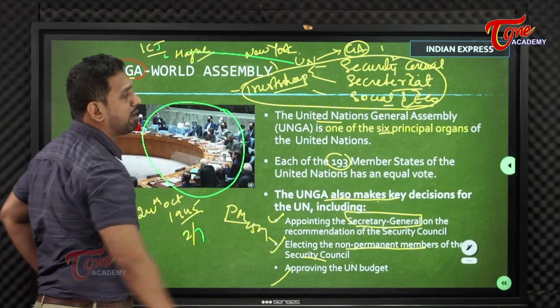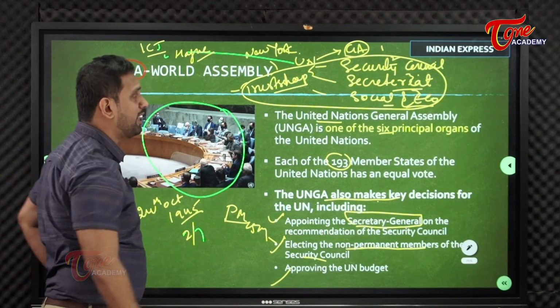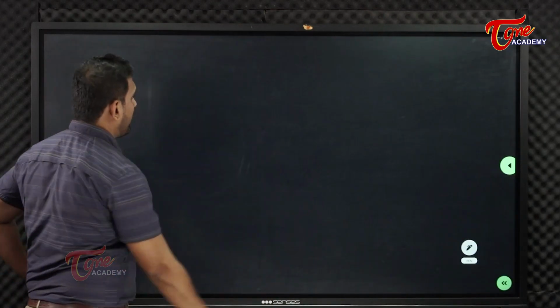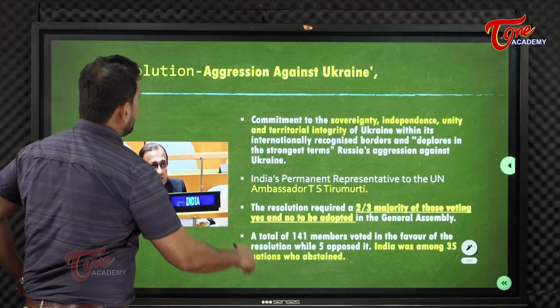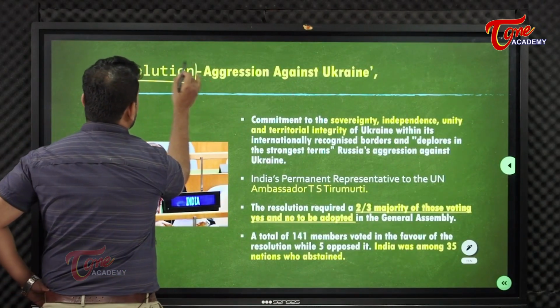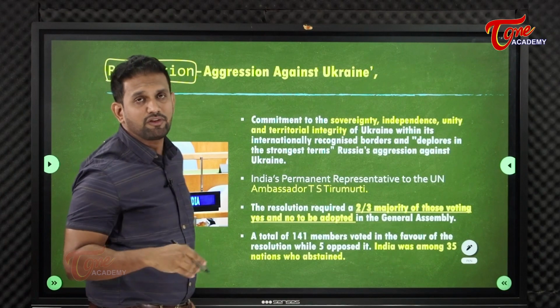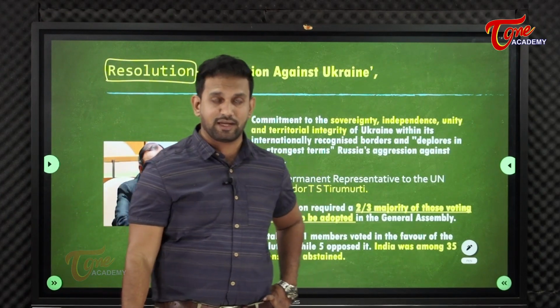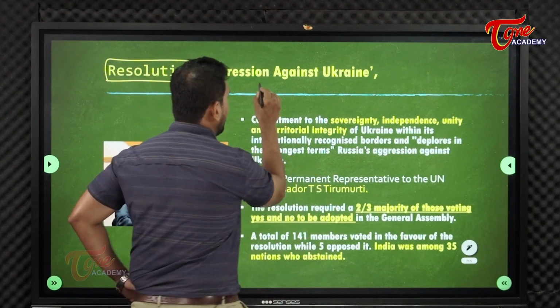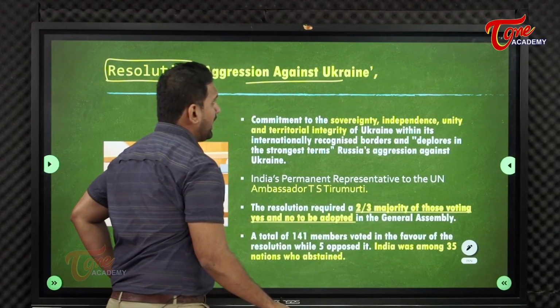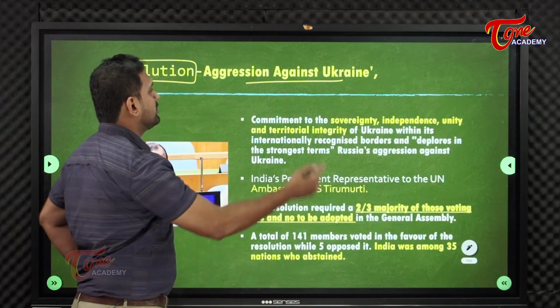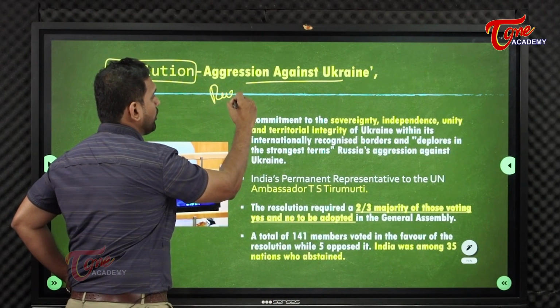This is all about the United Nations General Assembly and UN, right? Then what happened? Let us see. What is the resolution which was moved? It means the action document which was moved in this assembly yesterday. It is titled Aggression Against Ukraine, and who is the aggressor state here? Obviously Russia.